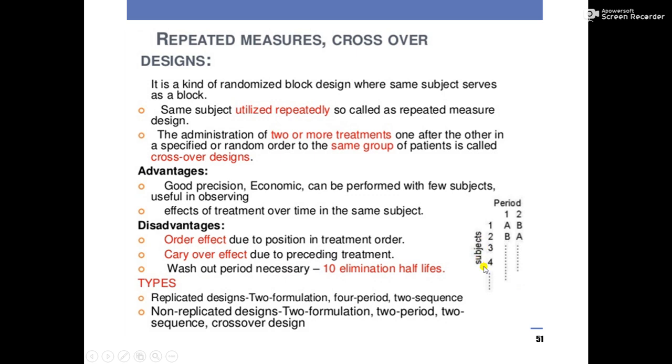You can see here this is subject and this is period 1, 2, 3, 4, and here the period is 1, 2 with A B and B A. Types: replicated design with 2 formulations, 4 periods and 2 sequences; non-replicated design with 2 formulations, 2 periods and 2 sequences, the crossover design.